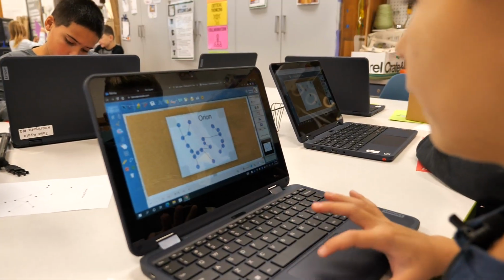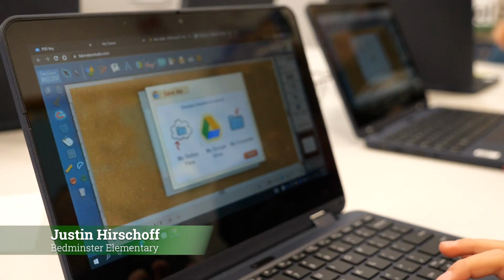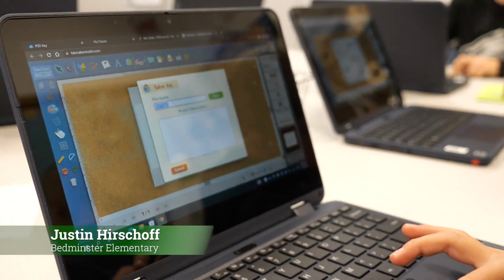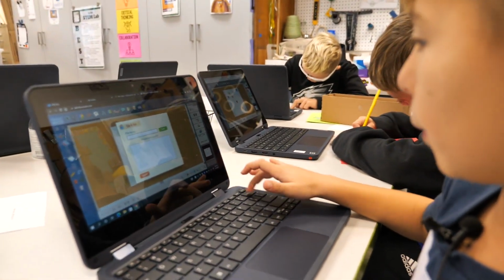So right now I'm working on a spaceship, and I tried to make Delphinus, the dolphin constellation, and as soon as I weld my spaceship together, I think I'm ready to fabricate. So right now I'm saving my Orion constellation, so I can fabricate it.